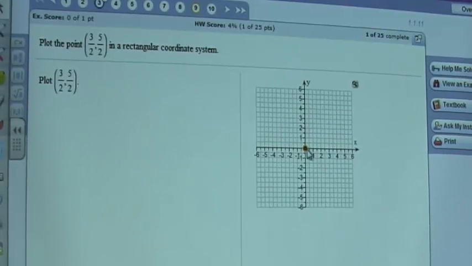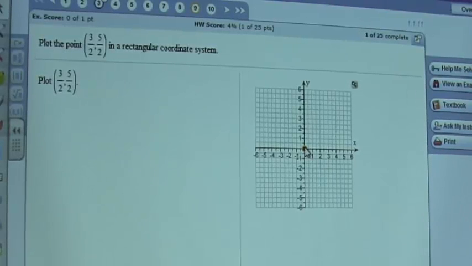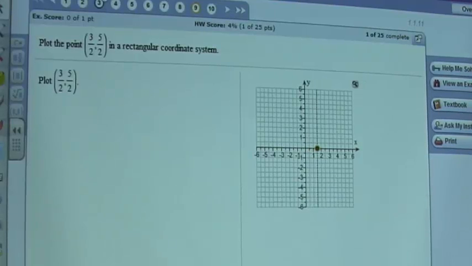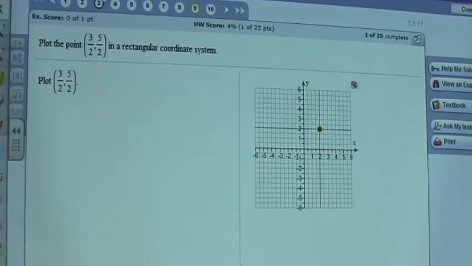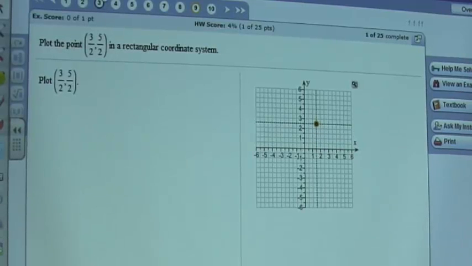So at any rate, let's plot 3/2. So let's move the point over 3/2. That would be 1.5. So there's 1, there's another half. And then we want to go up 5/2. So we go up to 2.5, and we put it right there.